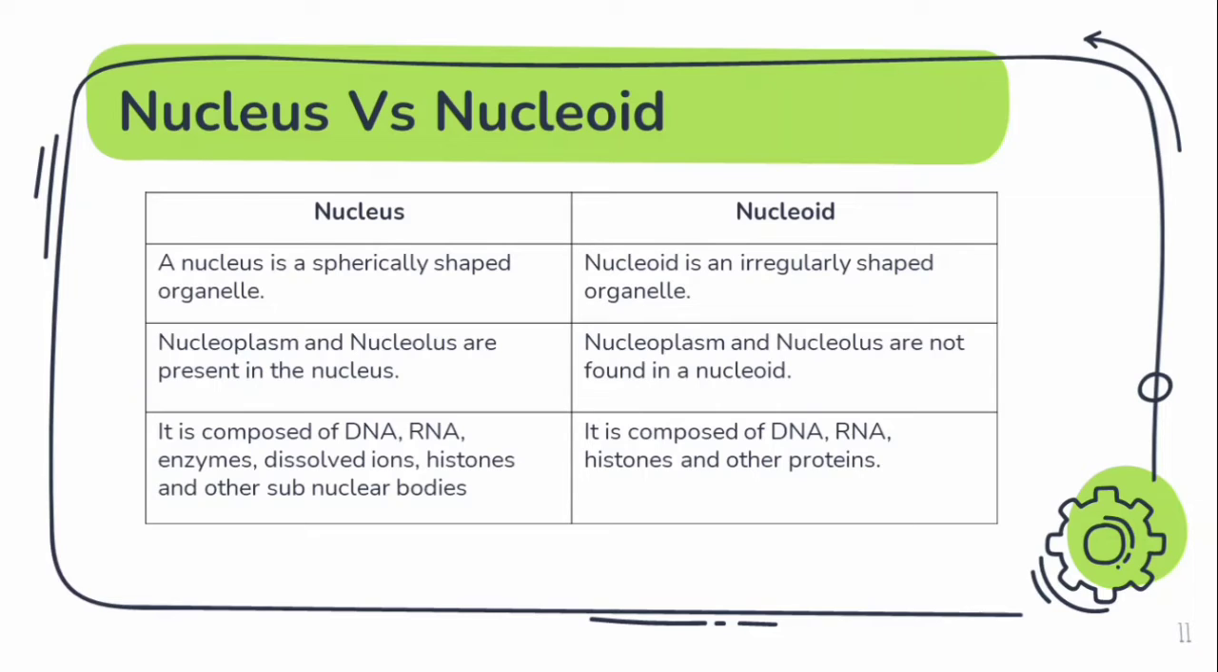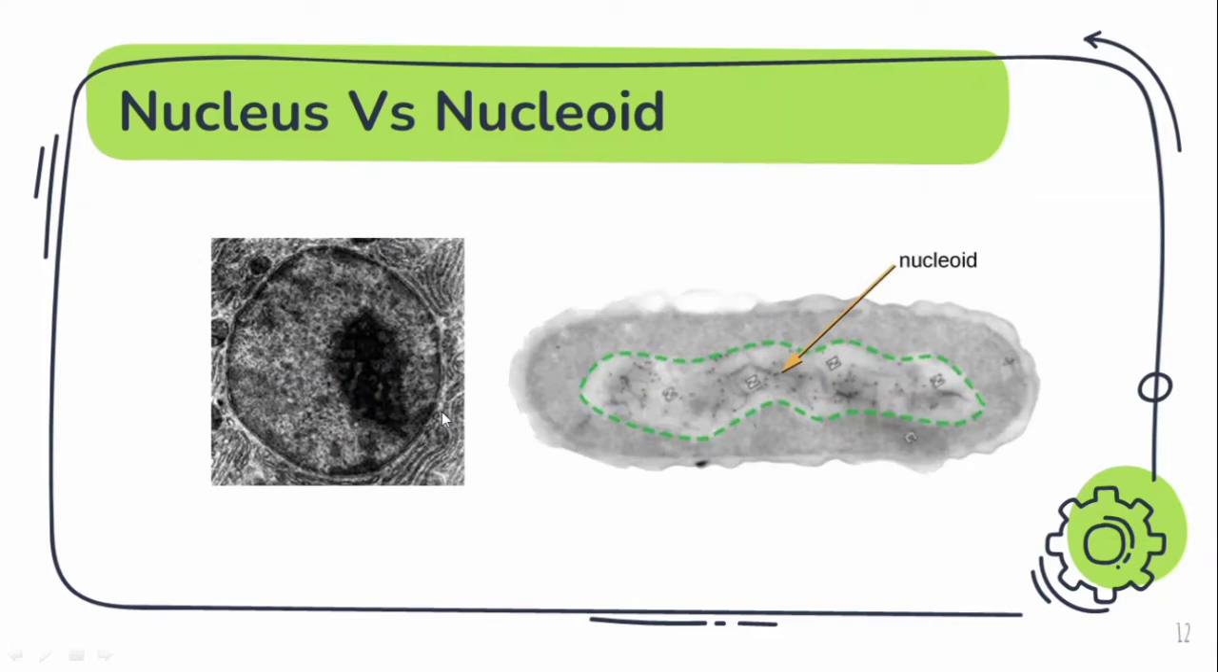Nucleoplasm and nucleolus are present in the nucleus, while nucleoplasm and nucleolus are not found in a nucleoid. The nucleus is composed of DNA, RNA, enzymes, dissolved ions, histones, and other subnuclear bodies, while the nucleoid is composed of DNA, RNA, histones, and other proteins. And these are the images of the nucleus and the nucleoid seen under a microscope. This one is the nucleus, and this one is the nucleoid.